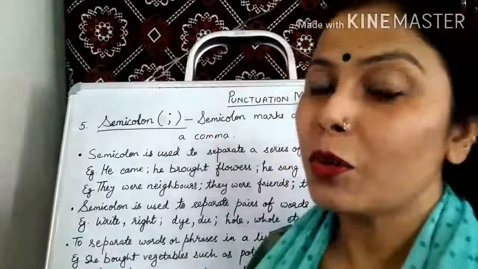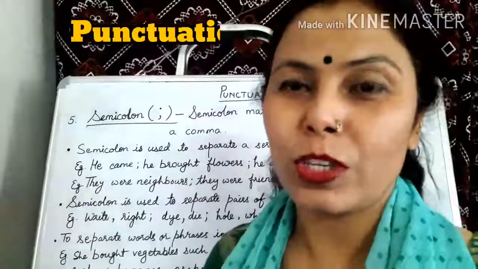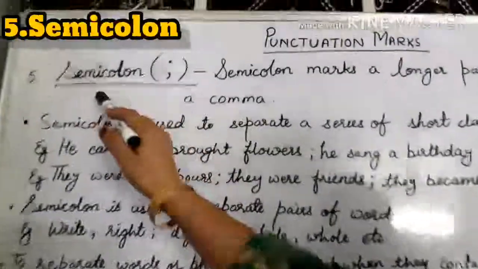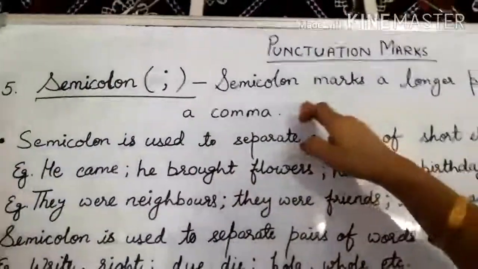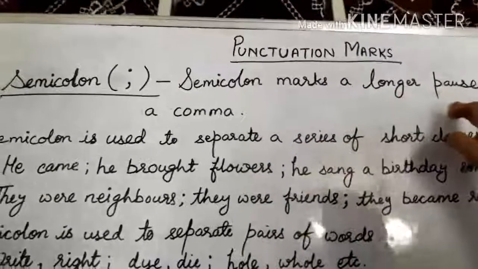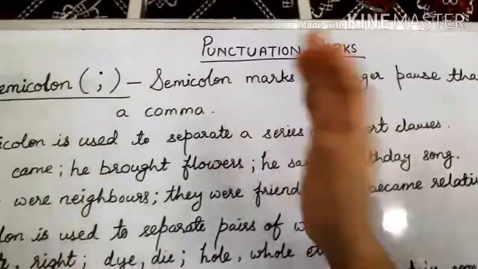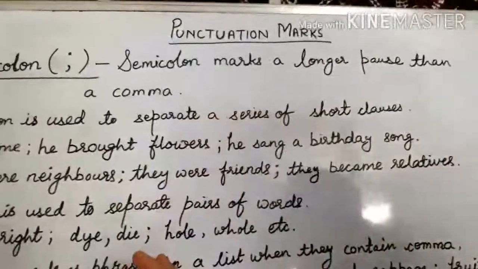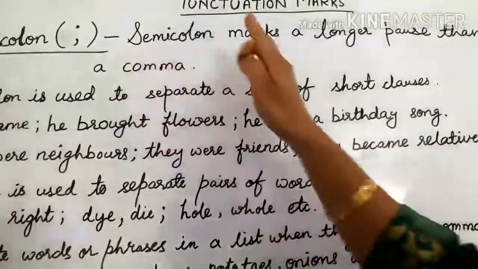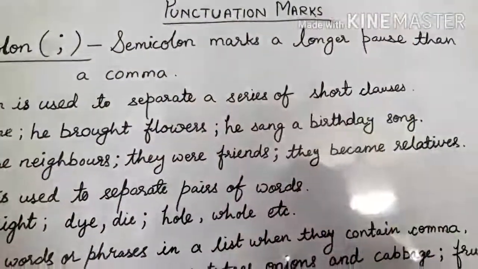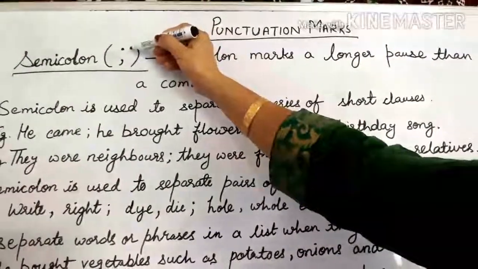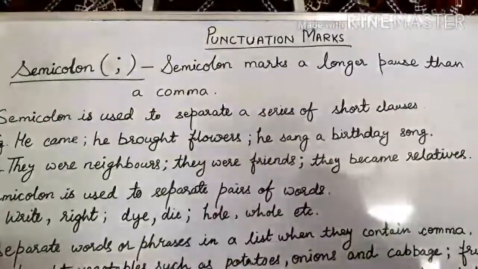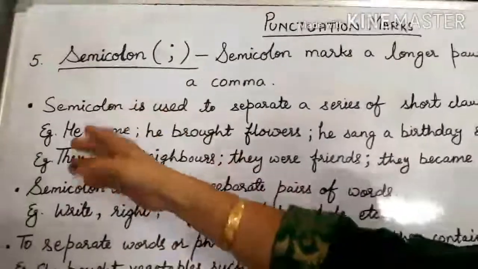Today we will continue with the same topic, punctuation. Our next punctuation is the semicolon. A semicolon marks a longer pause than a comma. As I said in the previous video, a comma is the shortest pause in a sentence. This is greater than a comma and it is marked like this: a dot and then a comma.